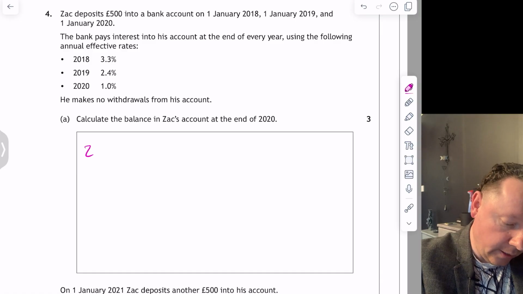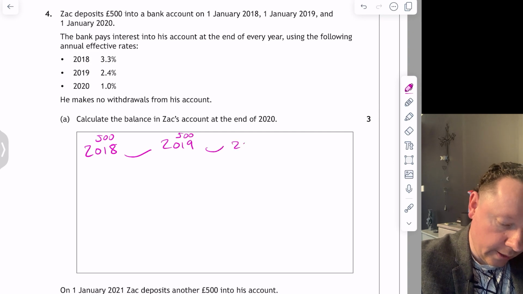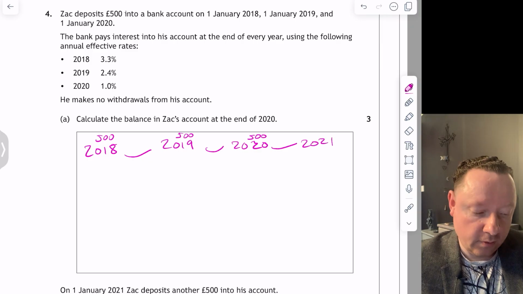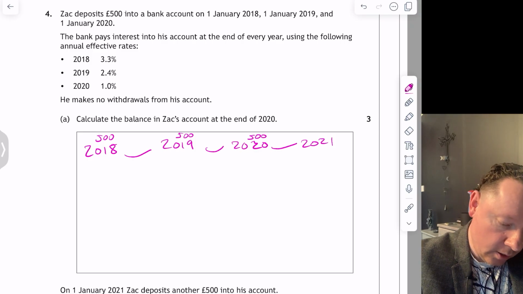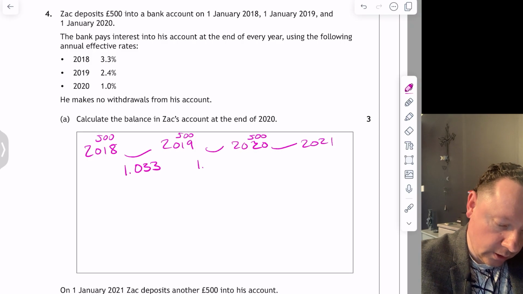So we've got 2018, 500, 2019, 500, 2020, 500, and then we'll go to the end of the year, 2021, but nothing goes in. So our interest rates, we do 100 plus the interest divided by 100 to make it into a decimal multiplier. So that would give me 1.033. Use a calculator if you want. 1.024 and 1.01. So we'll start off with 500 times 1.033 and then add 500.